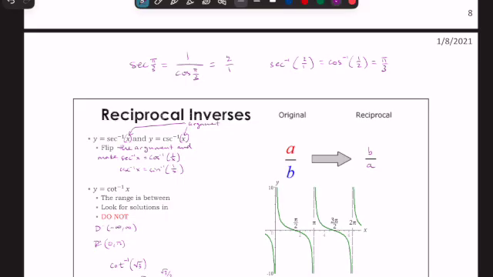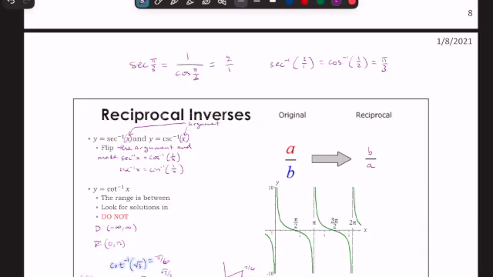So if I remember, cotangent can also be written as cosine x over sine x, because it's the reciprocal of tangent, which is sine over cosine. And cosine is equal to root 3 over 2 right here at pi over 6. Cool. All right. And that's how that works.